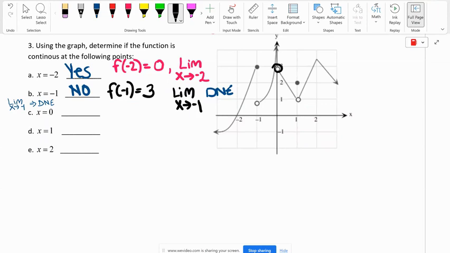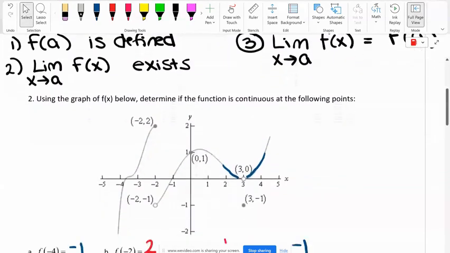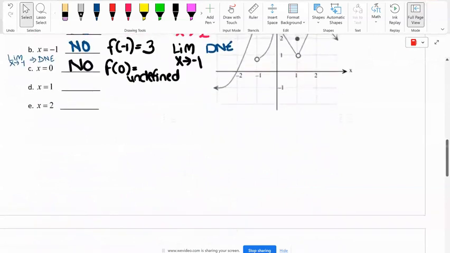So what is that? Undefined. Can we stop right here? Yeah, we can stop right here because f of 0 is undefined. So this is not continuous. And the reason is going to be f of a is undefined.